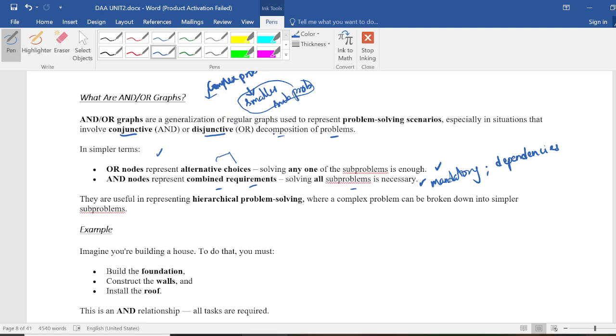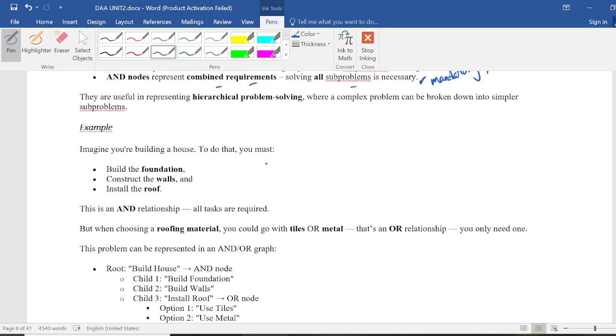Okay, let's go through a simple example. Imagine you are building a house. The process involves building the foundation, constructing the walls, and installation of the roof. Since these steps are required, this is an and relationship. Building the foundation is the first step, building the walls the second step, building the roof the third step. All these are mandatory and dependent. So this is an and relation.